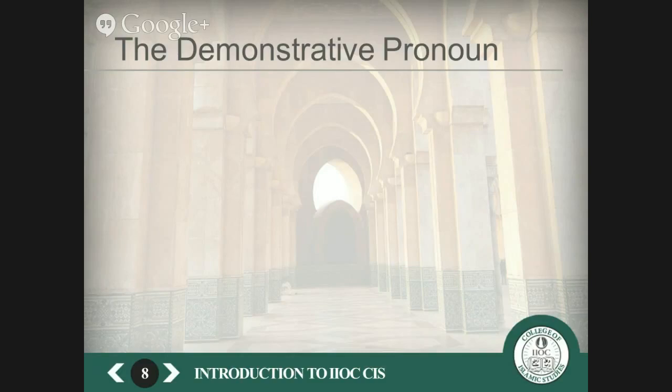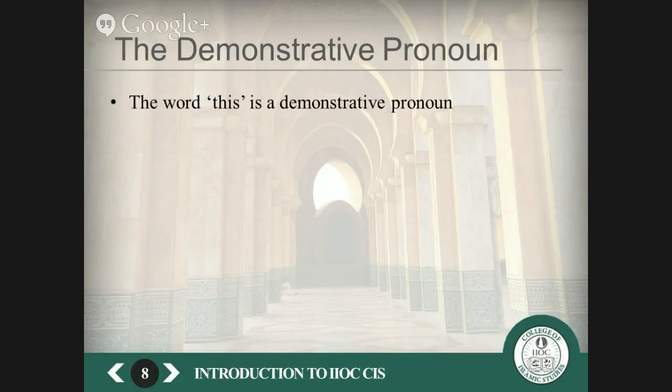So the demonstrative pronoun simply means this or that. This, that. So what does that mean? It demonstrates something. It's indicating something. So that's what a demonstrative pronoun actually is. The word this is a demonstrative pronoun. This is known as ismul ishara in Arabic. And you just indicate something with it.